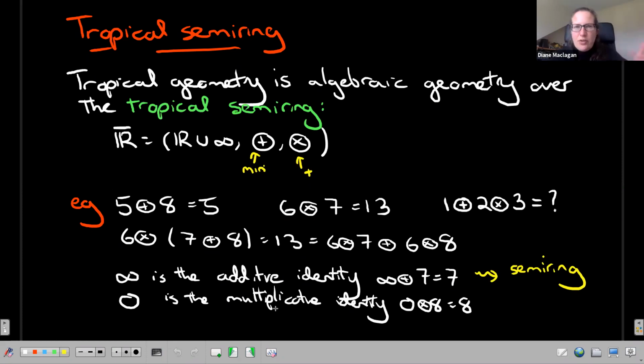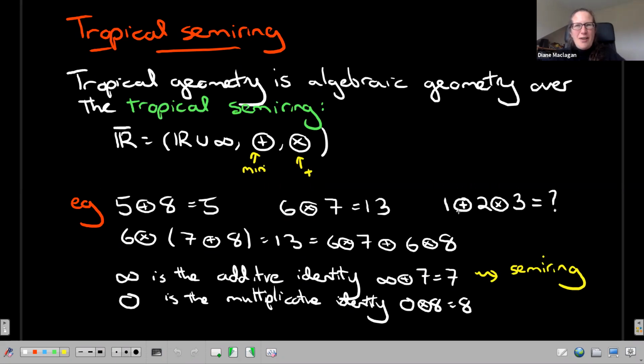So just to check everyone's on the same page, type in the chat or unmute yourself. If we have 1 plus 2 times 3 tropically, any suggestions? So all of these operations are tropical operations. So the multiplication is addition. The addition is minimum.